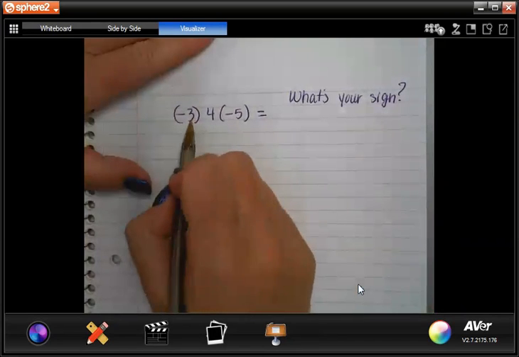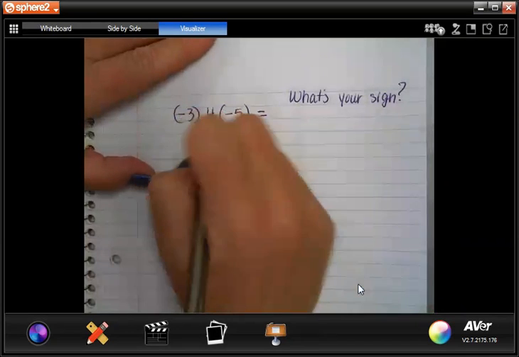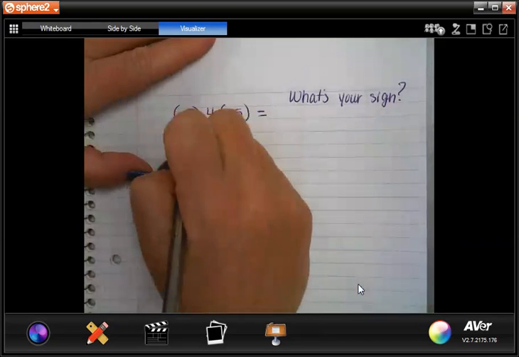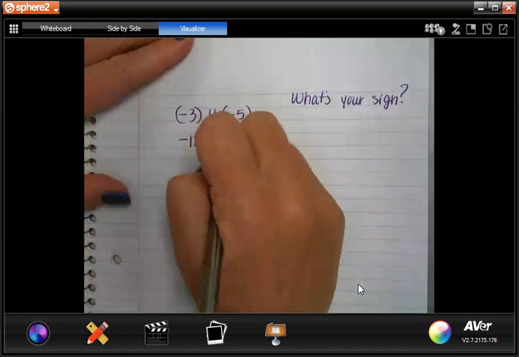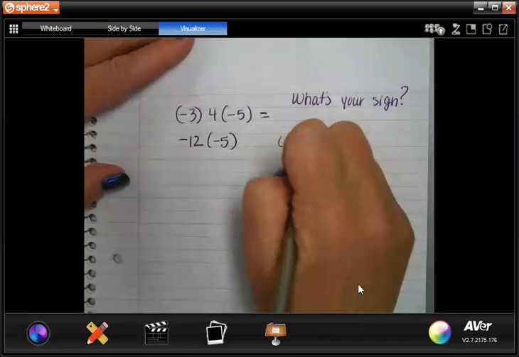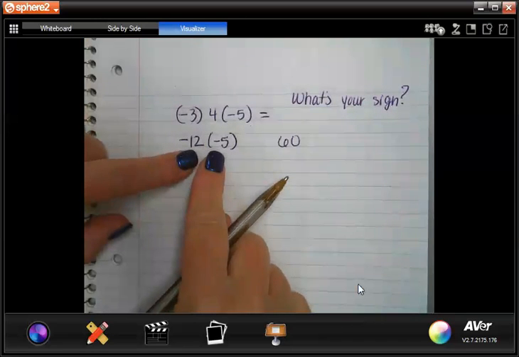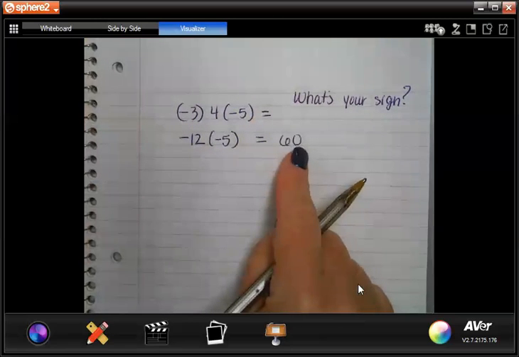So -3 times 4. A negative times a positive is a negative. 3 times 4 is 12, so this would turn out to be -12. Then we'd multiply it by -5. Well, 12 times 5 is 60. Look at that, same sign is a positive. So your answer is positive 60.